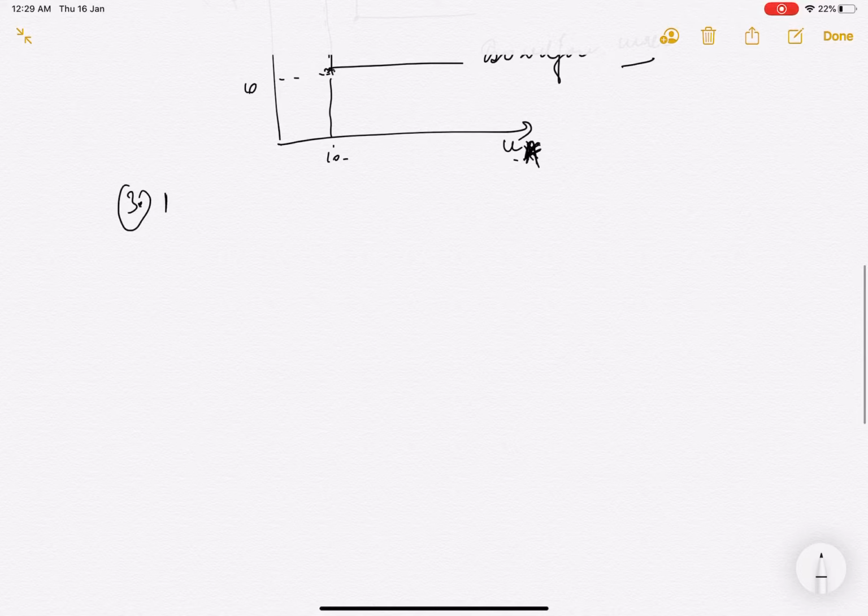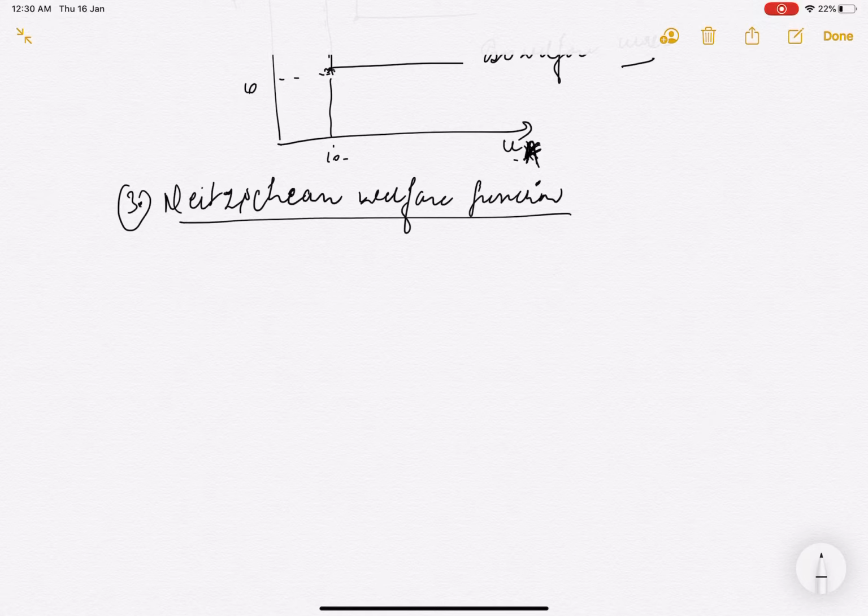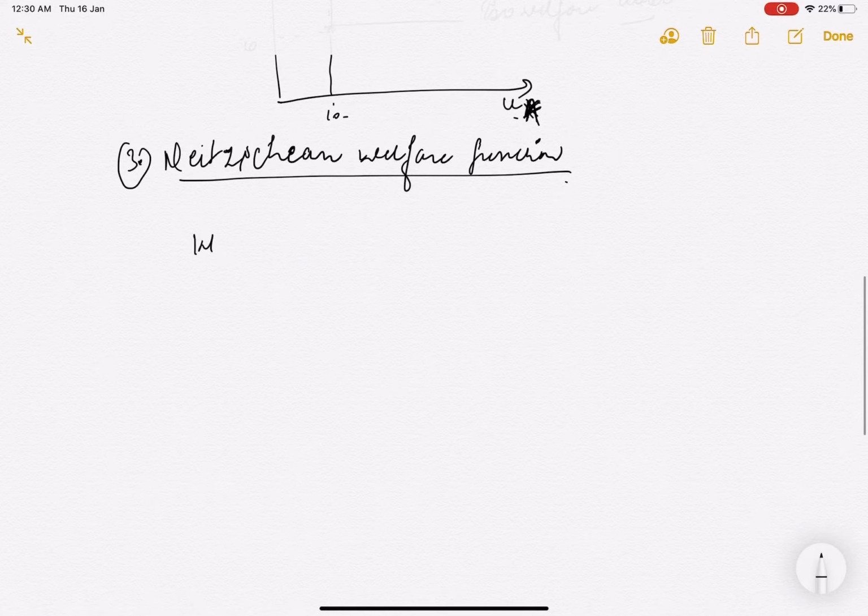And the third that we'll talk about is the Nietzschean welfare function. So this is the welfare function of individuals A and B, which depends on the utility, and the utility function here is the max function of utility A and B.